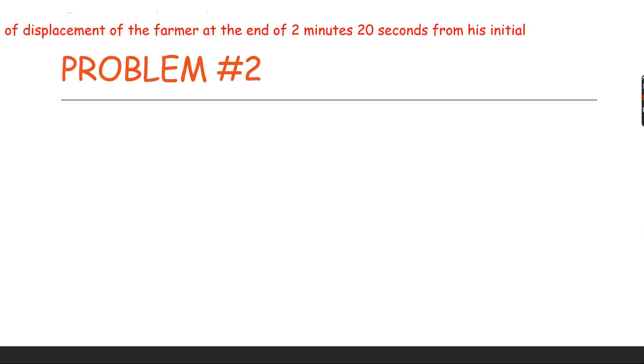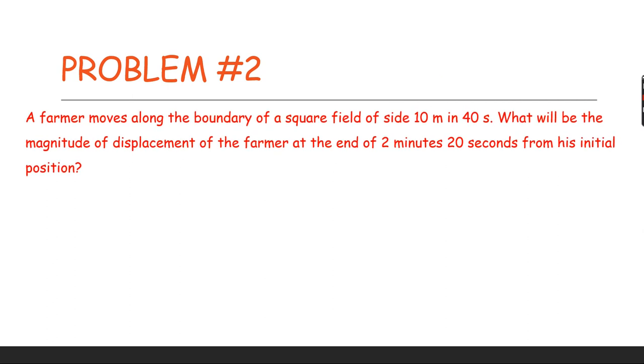So our problem 2 says that a farmer moves along the boundary of a square field of side 10 meter in 40 seconds. So 10 meter in 40 seconds. That is, there is a square field. The farmer has to move along the boundary. So he goes around the boundary, which takes 40 seconds. Okay. So what will be the magnitude of the displacement of the farmer at end of 2 minutes 20 seconds?